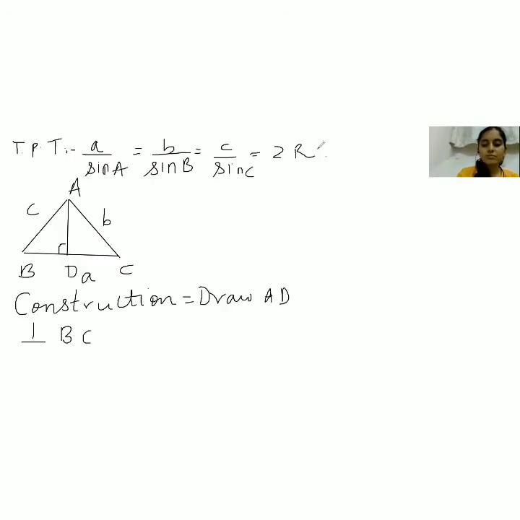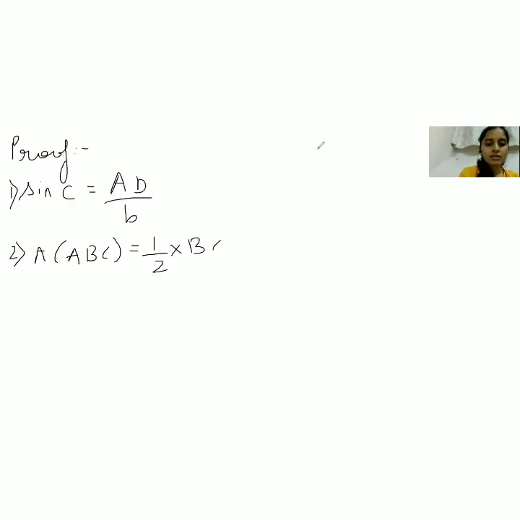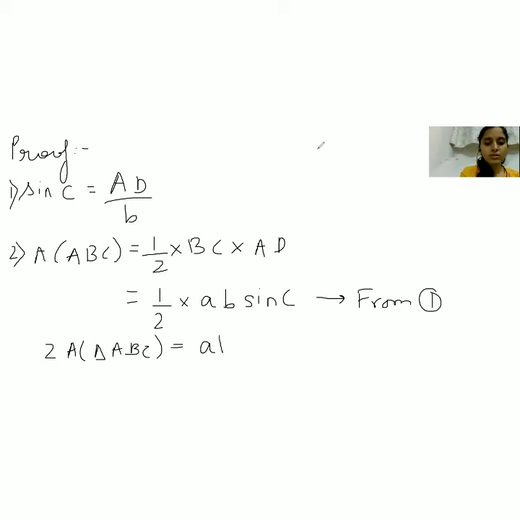Then second step: area of triangle ABC is equal to half into base into height. What is the base of the triangle? BC, right? And height is AD. So we'll have half into BC, which in small letters is a, and AD will be b sine C, from 1. So this is half a b sine C. So we can write this as 2 area of triangle ABC is equal to ab sine C. This is our third step.